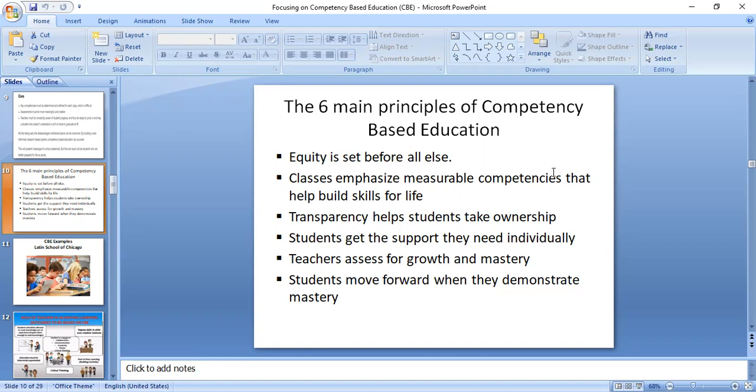Next is the teachers assess for growth and mastery. In terms of assessment, we can say that assessments come in many shapes and sizes. We all know that. So the three types of assessments that are especially useful for competency-based education are formative assessments, authentic assessments, and digital content assessments. Formative assessments help teachers determine where each student is in the learning process and adjust their teaching as necessary. It also gives teachers the ability to adjust in real time by clearly identifying the key areas where the students need to improve.